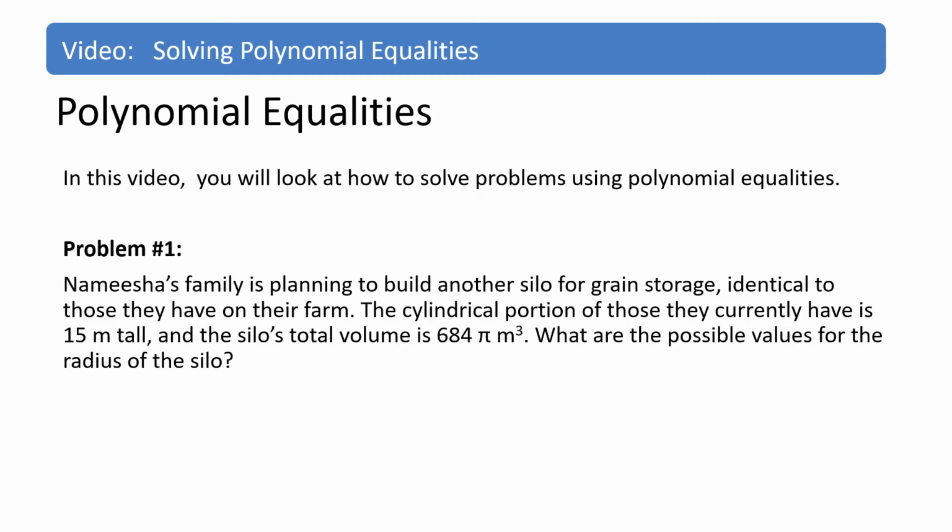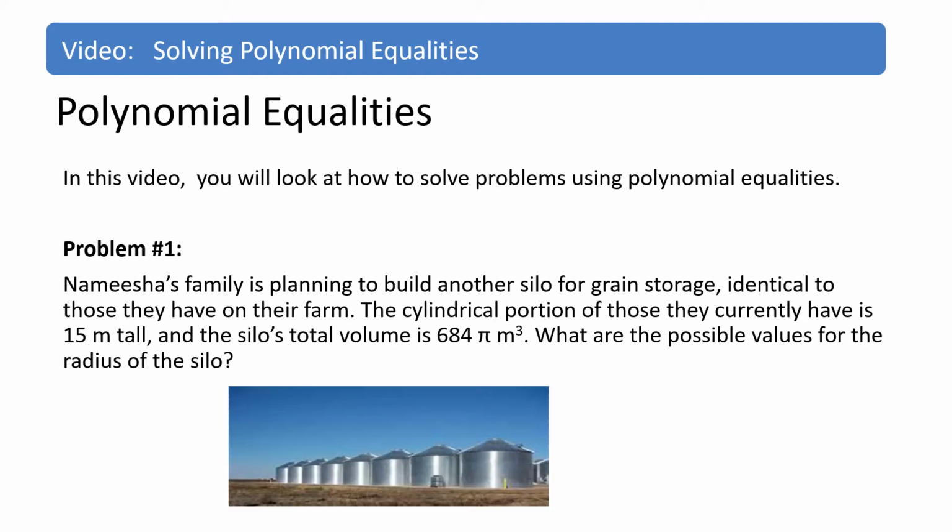Here is the problem. Namisha's family is planning to build another silo for grain storage, identical to those they have on their farm. The cylindrical portion of those they currently have is 15 meters tall, with the total volume of the silo 684 pi meters cubed. What is the possible value for the radius of the silo? Are there more than one?